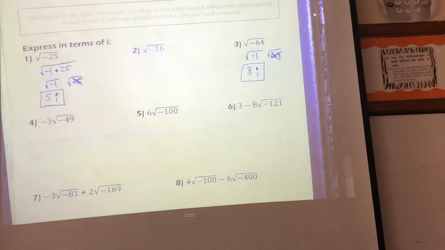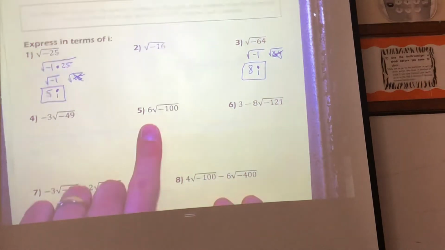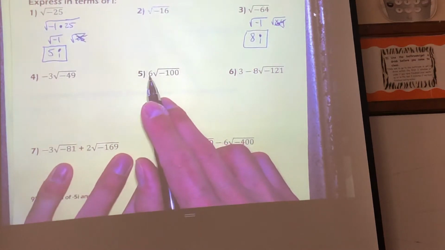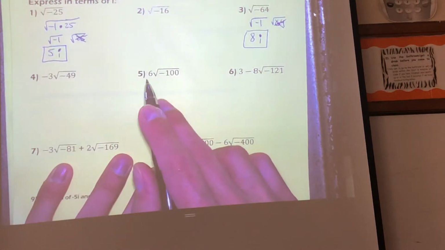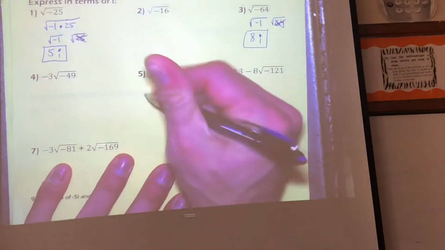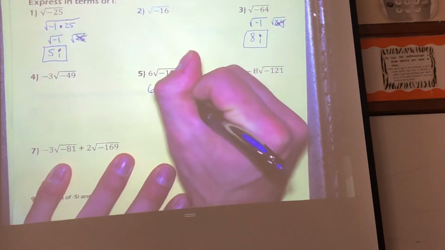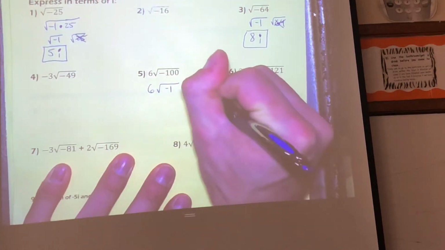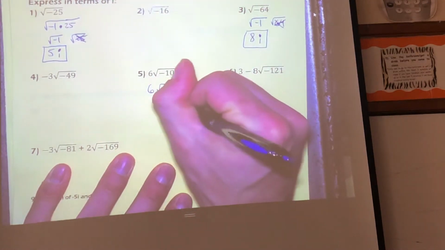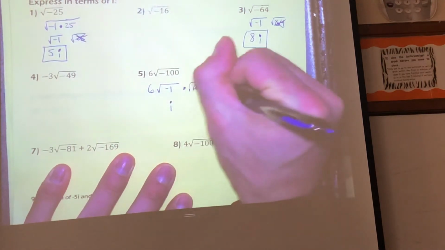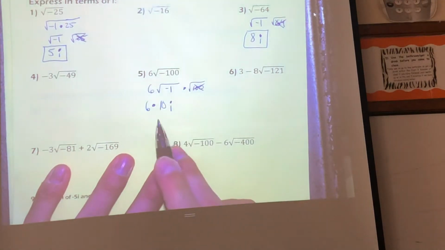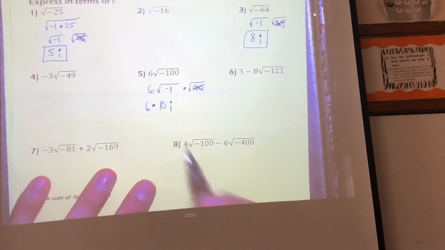I'm going to continue, and look at number 5. For number 5, we have a coefficient, so that means we have a 6 on the outside. We're going to multiply times whatever comes outside of this. I'm going to rewrite this. Can't plug this in my calculator because I won't get an answer. So I have 6 times the square root of -1 times the square root of 100. Square root of -1 comes outside as an i. Square root of 100 comes outside as a 10. So I bring this 6 down. The only thing we're going to do is multiply. 6 times 10i is 60i.